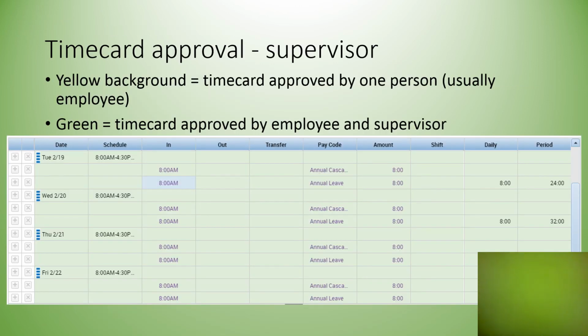Now, if when your supervisor approves, if you've already approved it, then the background will turn green to show that both the employee and the supervisor have approved. If for some reason you're away on vacation or whatever and you're not available to approve, then when your supervisor approves, it will turn yellow, because really yellow is just showing that one person has approved it.